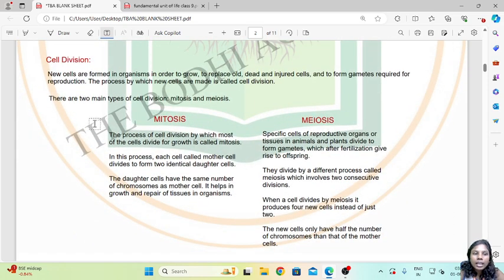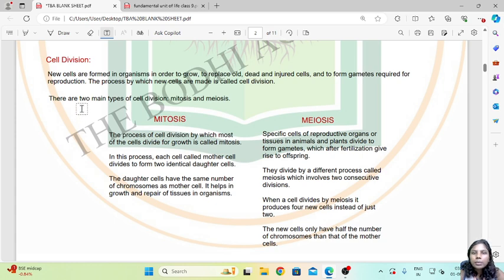Now let's go to the last topic of this chapter, that is the cell division. So new cells are formed in organisms in order to grow, to replace old, dead and injured cells, and to form gametes required for reproduction. So new cells or cell division is very important.